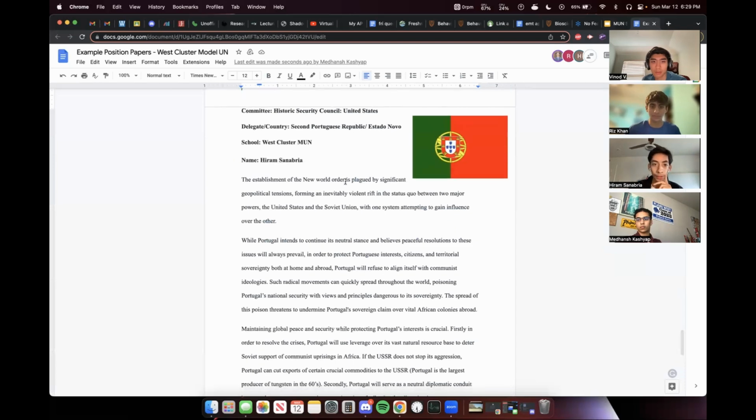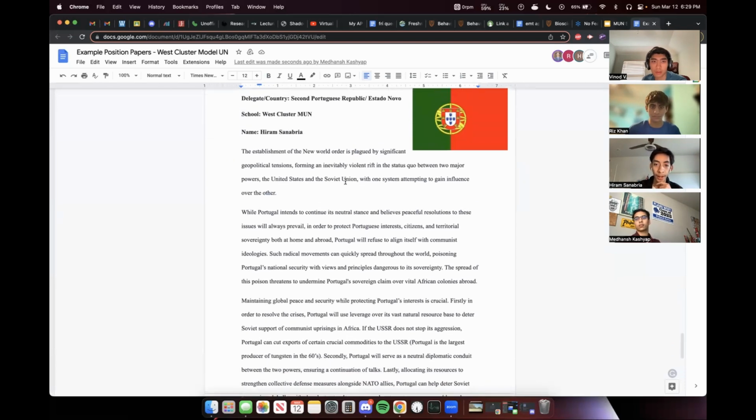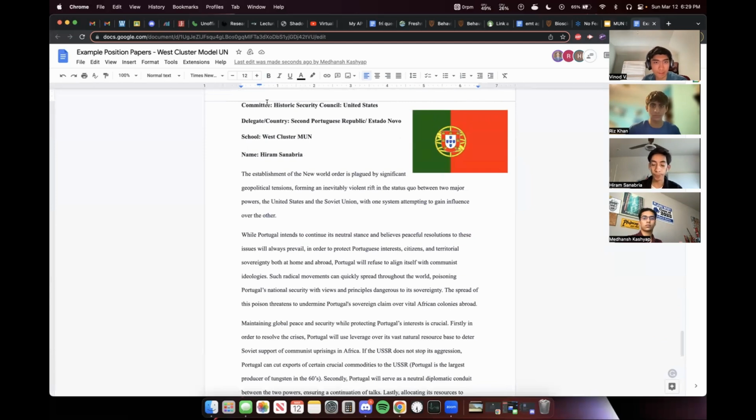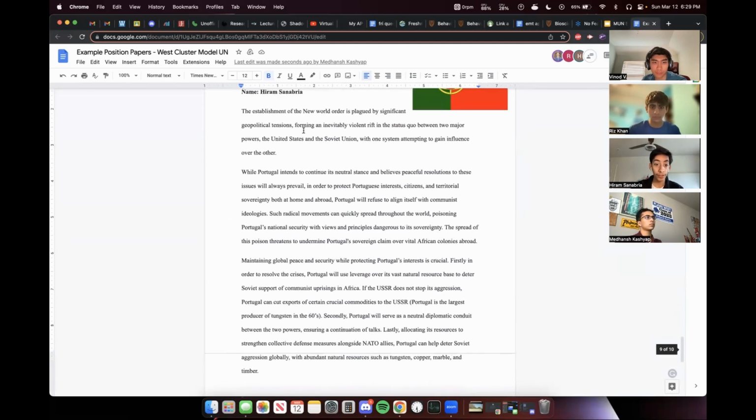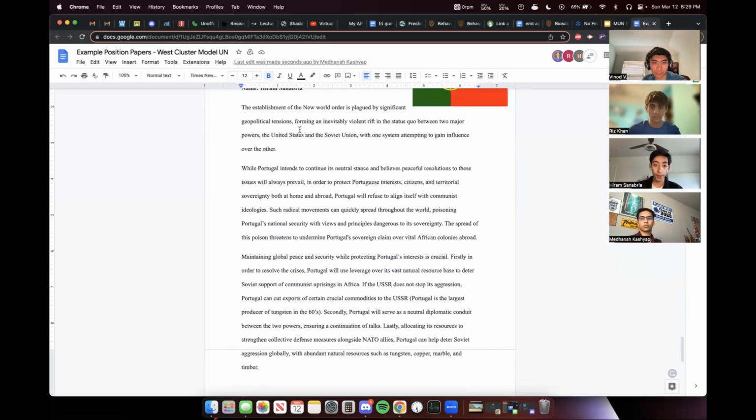Thank you, Vinod. So this was from TCC MUN, representing Portugal. Again, one page, very short. In spite of the limited space I was allowed to express my country's stance, I still tried making the most eloquent use of my research and included specific resources to explain how I'd further the committee goal.